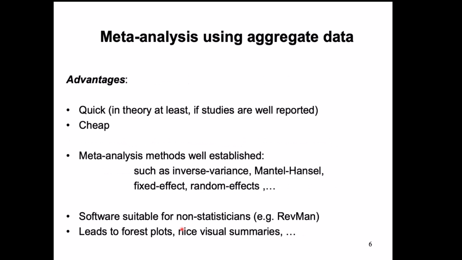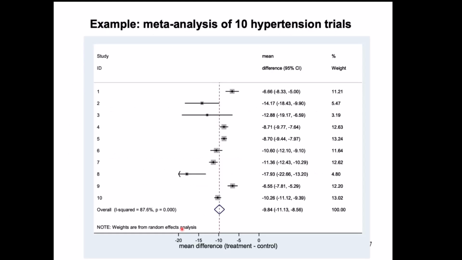So in theory, this is the quickest and the cheapest approach to take. If everything was well reported, we should be able to go to those publications, extract the information that we want and do our meta-analysis. And then you'll know of familiar meta-analysis methods, perhaps like Inverse-Variance methods, things that are embedded in tools such as REML, the Cochrane software. And this leads to nice forest plots, visual summaries that we see in publications of meta-analyses.